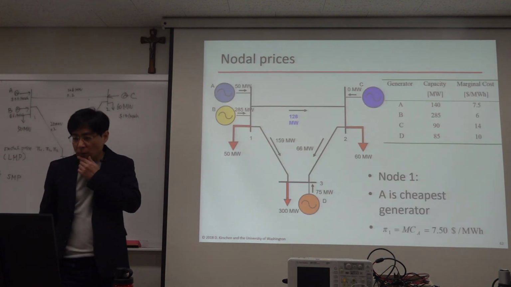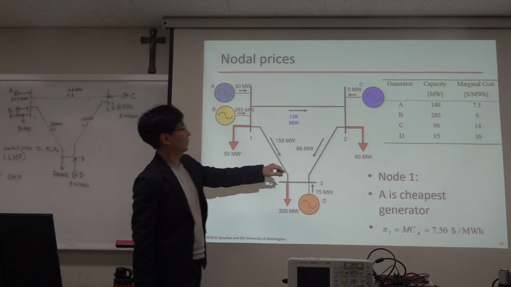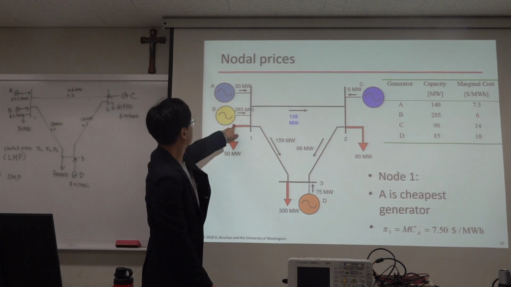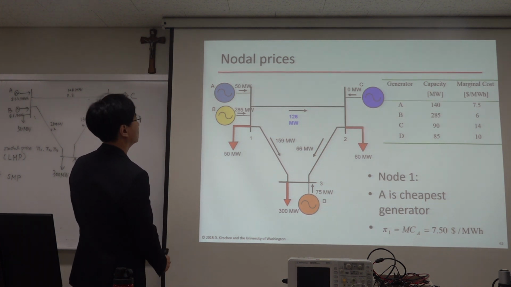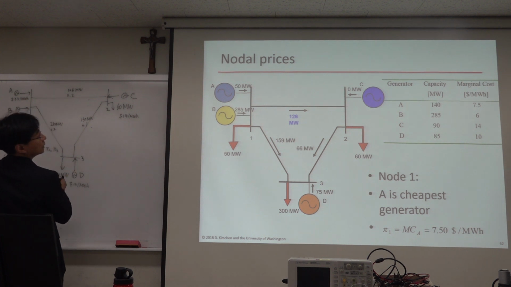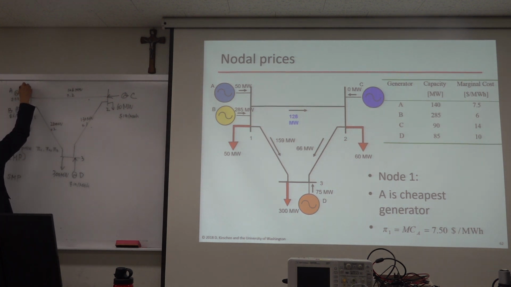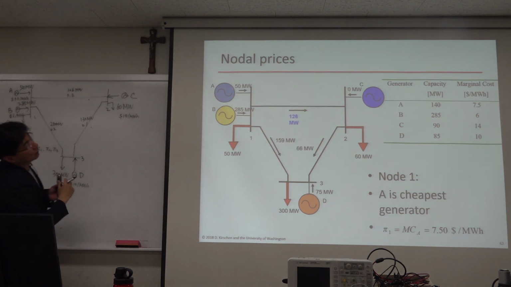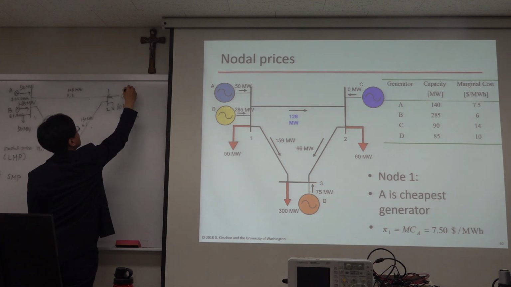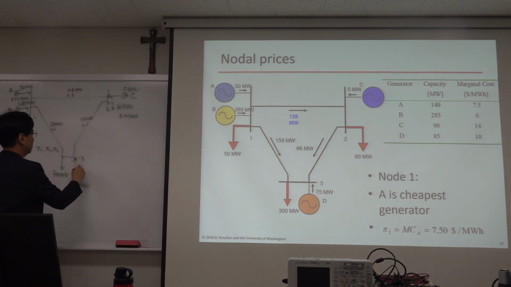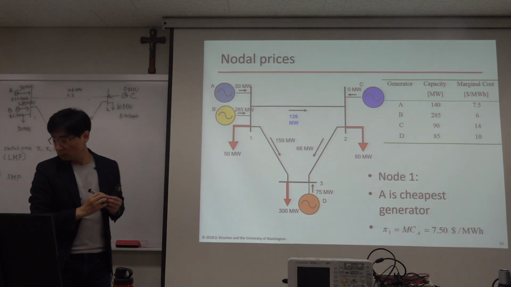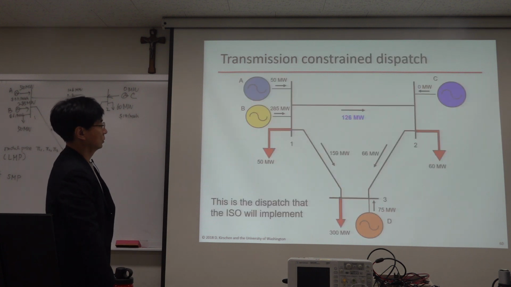So let's look at nodal prices. For the first case, node 1. The generation is 50 megawatt, 285 megawatt, and 0 megawatt, and D is 75 megawatt. Is it the same as the solution you already obtained? Same, right?